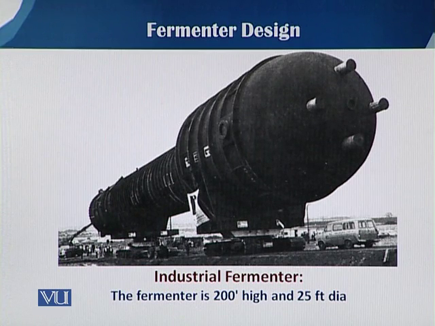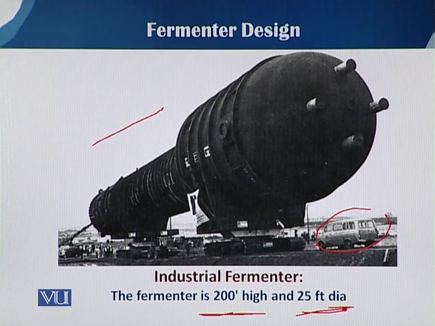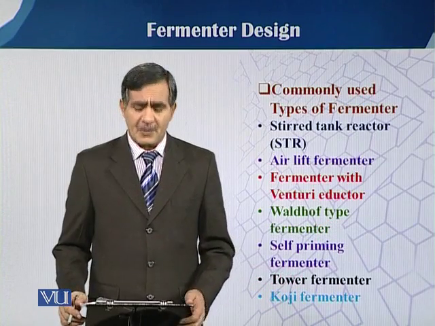It has a height of 200 feet, and the diameter of this fermenter is 25 feet. You can easily imagine the size of this fermenter by observing the size of the vehicles on the road, when this kind of fermenter is installed, from the side of production design and then the side of installation. So there are different types of fermenters.